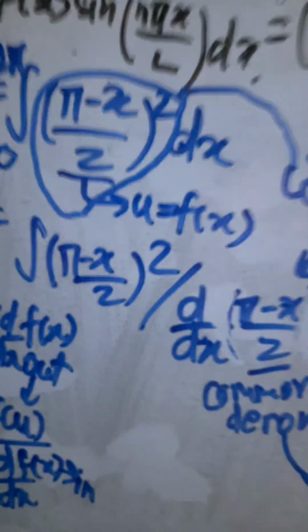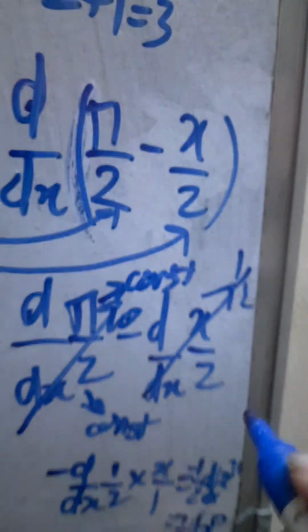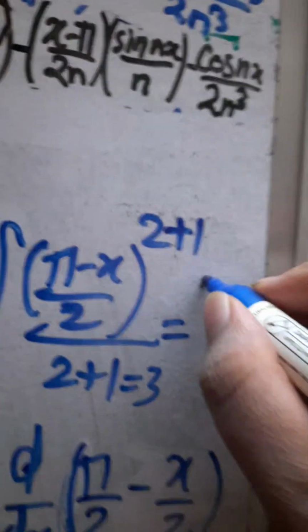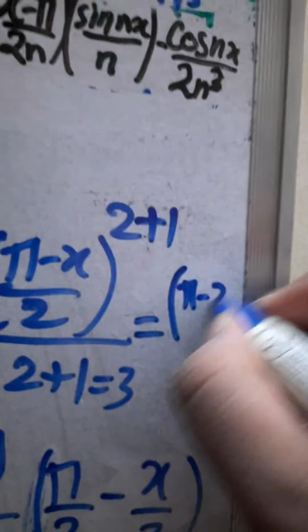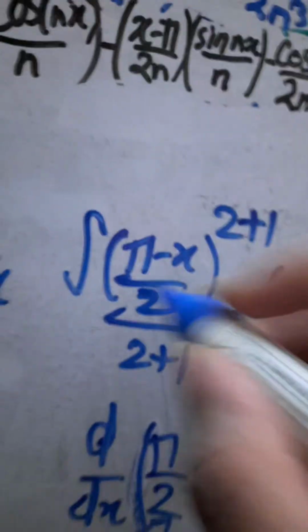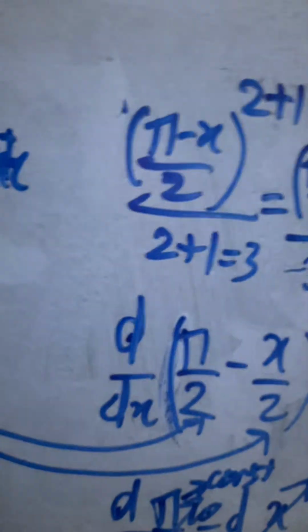So I have taken the derivative, minus half. So I have to do this. This is the integration of this: pi minus x by 2, whole raised to 2 plus 1, which is 3, and divided by... I took the integration, so I have used the formula integration of x raised to n plus 1 by n plus 1. This is raised to 3, so 2 plus 1 equals 3, so I put 3 here. Now what I did is divide by the derivative of pi minus x by 2.